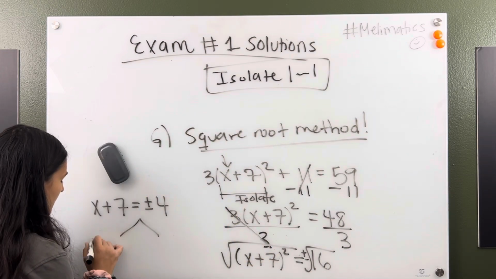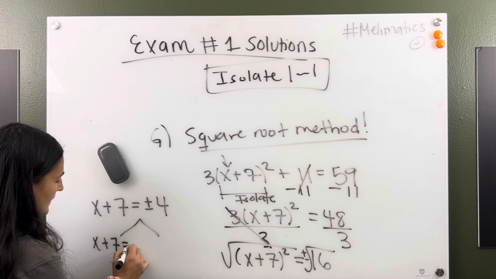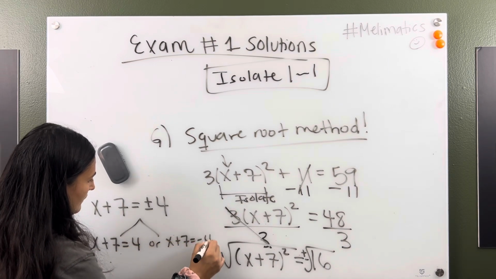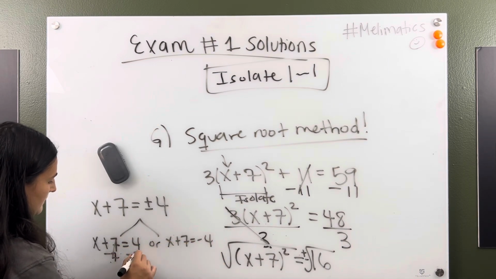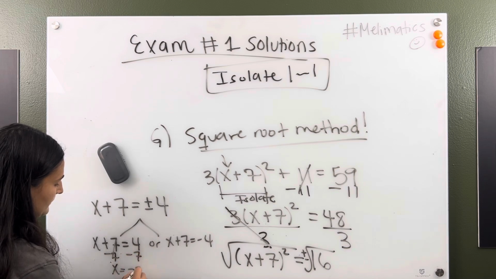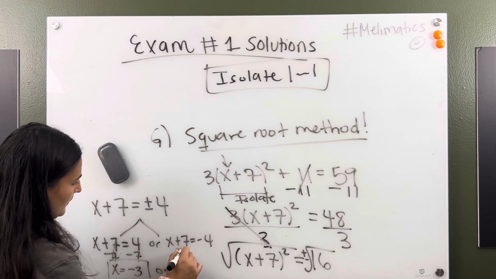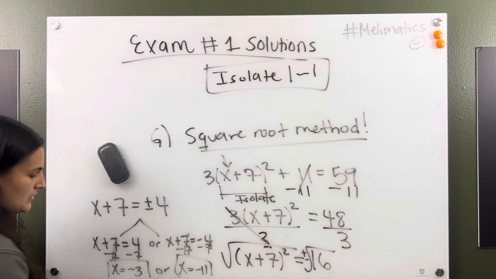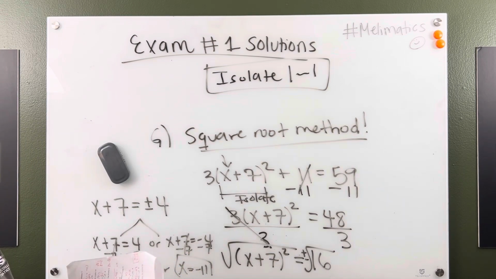All right, so x plus 7 equals 4, and x plus 7 equals -4. Now just solve for x. Okay, so x equals -3 or x equals -5. Those are our two answers. Again, you can plug in and check.